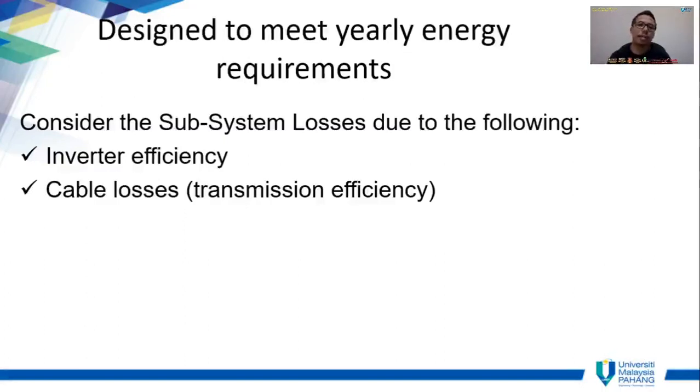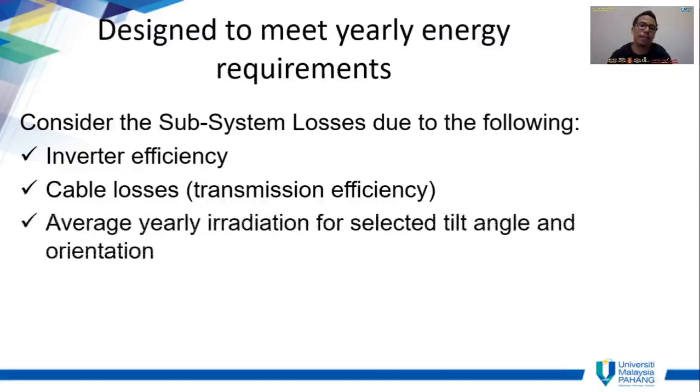The second one is the cable length. The longer the cable you have, the higher the chance for you to get a huge voltage drop. So the target, of course, is to shorten the cable length from the PV module to the inverter or the kilowatt hour meter. But if you cannot avoid it, for example you still need 10 meters of cable, you're going to use a thicker cable so that you can reduce the voltage drop that comes directly from the cable. The third one is the average yearly irradiation for a certain angle and orientation.